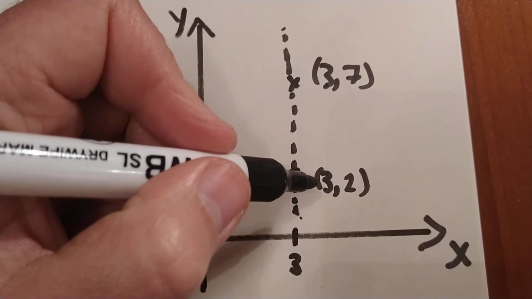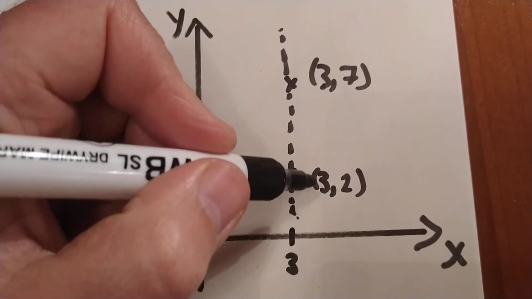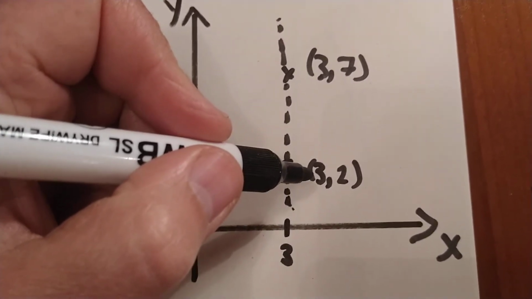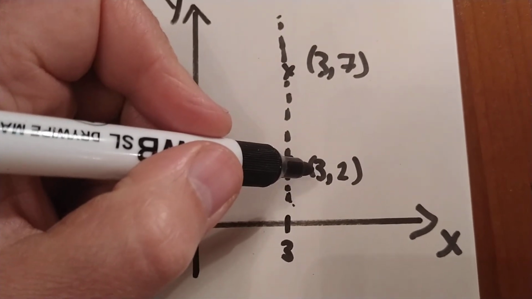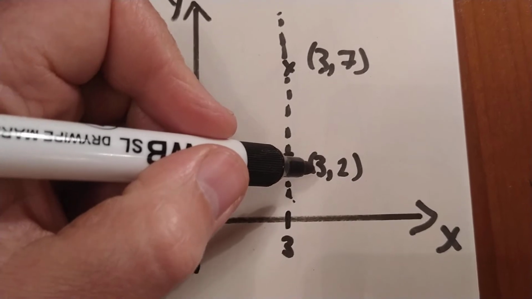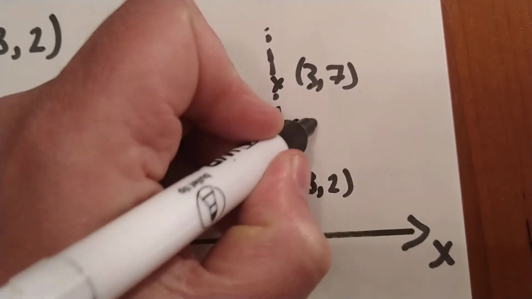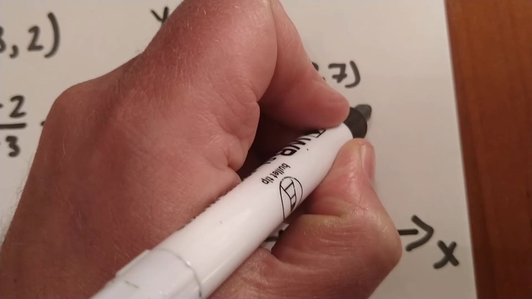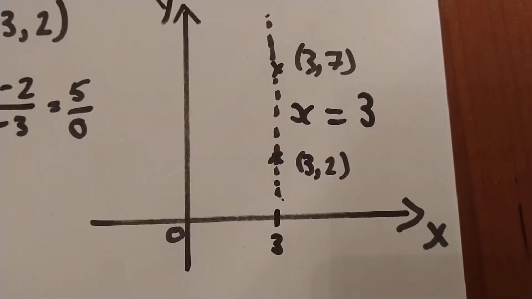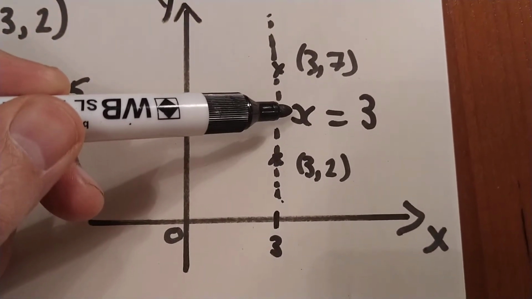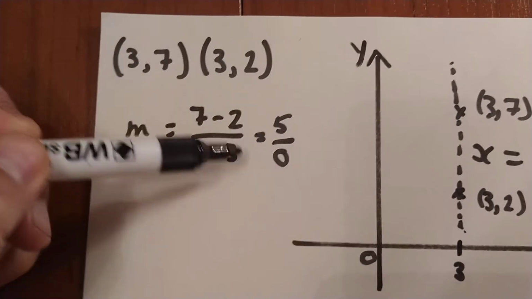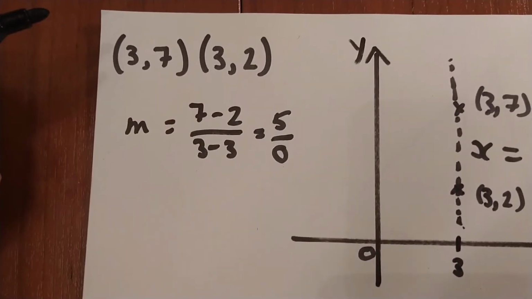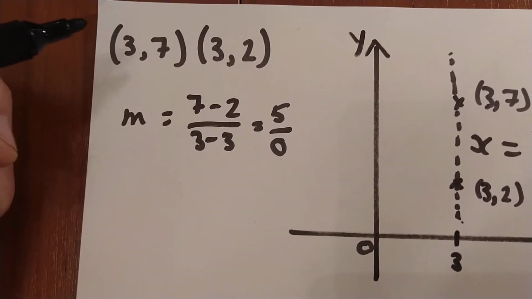So for once, the equation of the line is not connecting y values with x values. It's just saying the x value is always 3. And the y is not connected in any way whatsoever. And that's because this line is vertical. Vertical lines have equations of this form, x equals. And that's why working out the gradient didn't give me a particular value.